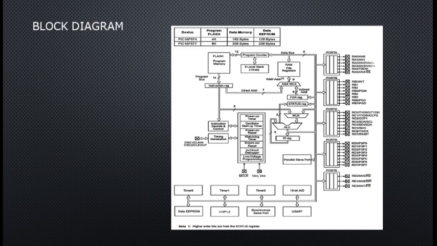Higher order bits are from the status register. Timer 1, timer 2, timer 3, timer 4. Some timers are not included in the diagram, but if the diagram is extended, all the timers will be added. Parallel slave port, and this is port A, port B, port C, and port D, and the final one is port E.